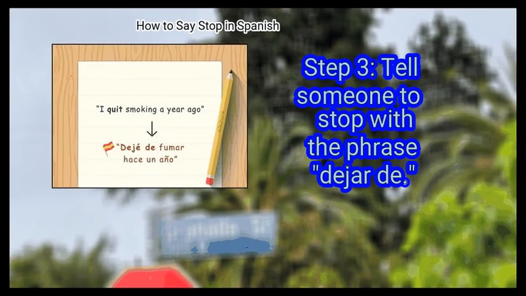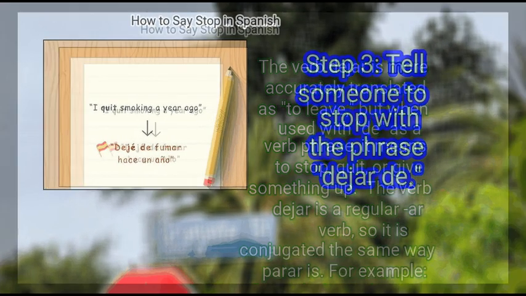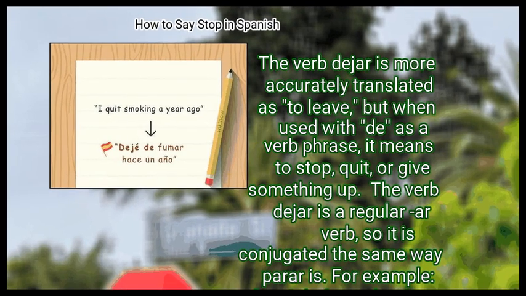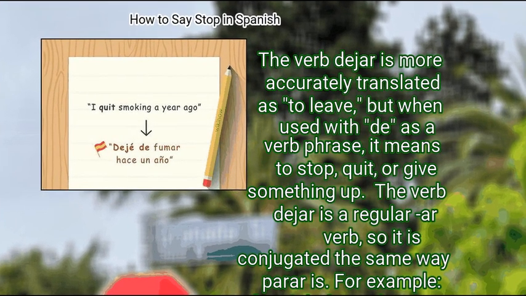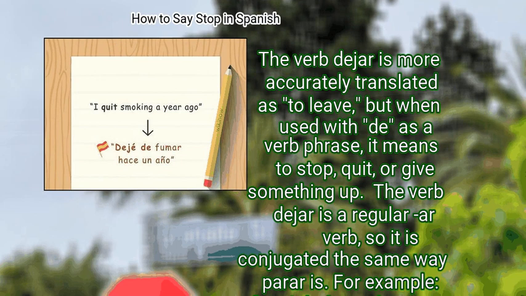Step 3. Tell someone to stop with the phrase "deja de." The verb dejar is more accurately translated as to leave, but when used with "de" as a verb phrase, it means to stop, quit, or give something up. The verb dejar is a regular verb, so it is conjugated the same way parar is. For example, "Dejé de fumar hace un año." I quit smoking a year ago.